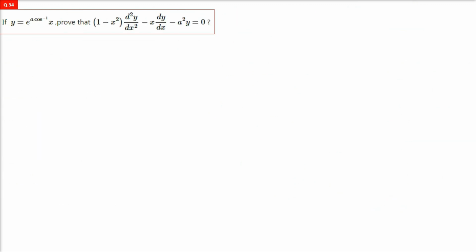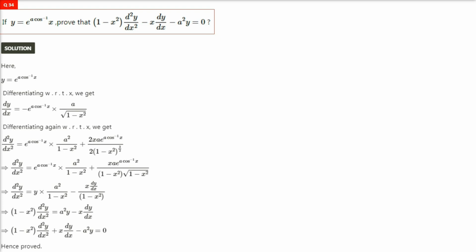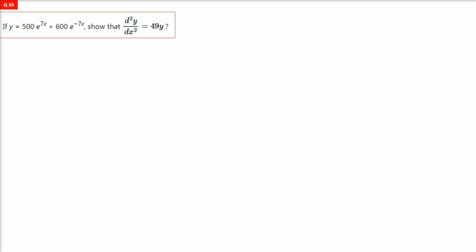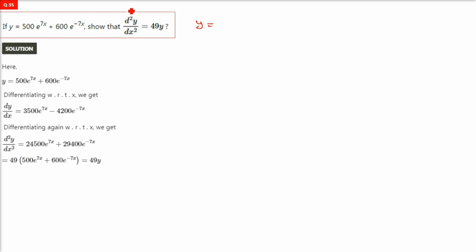y equals e raised to cos inverse x. So this question we have already done. You can just go to the previous questions and see how we have done this. This question is also very easy. There is no trick involved. There is nothing special. But since it is a question which we have not done earlier, we are going to do this.